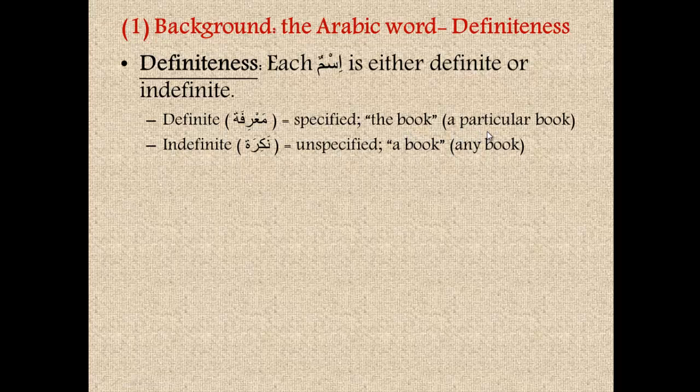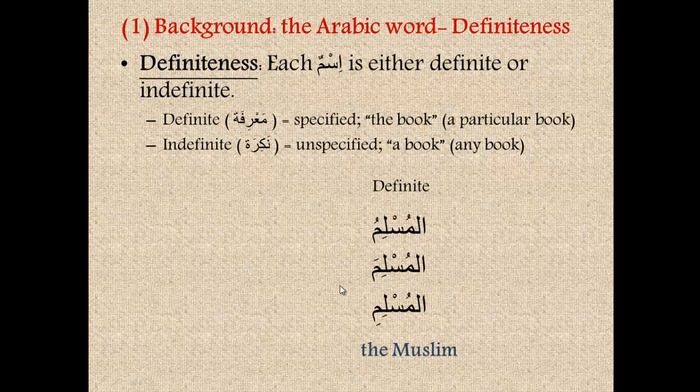If I say the book is on the table, you know, out of all the books in the world, out of millions and millions of books, there is just one book that I am referring to. On the other hand, if a noun is indefinite or nakirah, it is unspecified. When I say a book, I'm talking about any book.